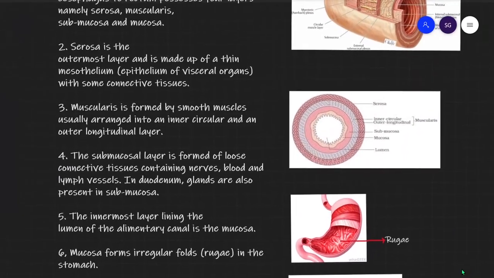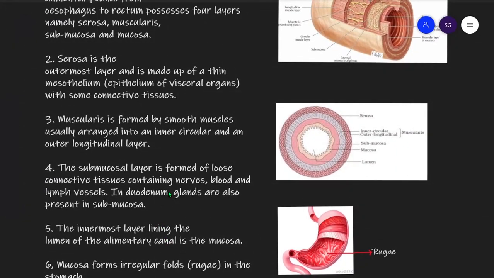In the duodenum, in submucosa, there are certain glands, and glands are for secretion of mucus and digestive enzymes. In the duodenum portion, in addition to the nerves, blood vessels and lymph vessels, the glands are also present in the submucosal layer. This is one exception, you have to learn it.